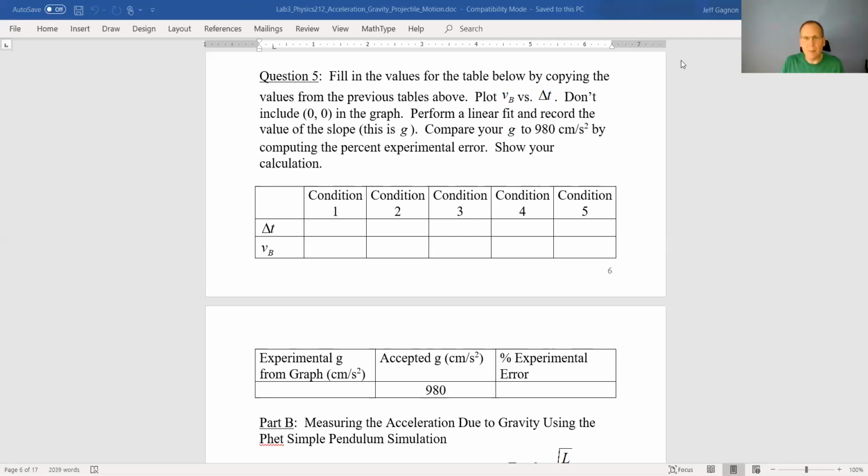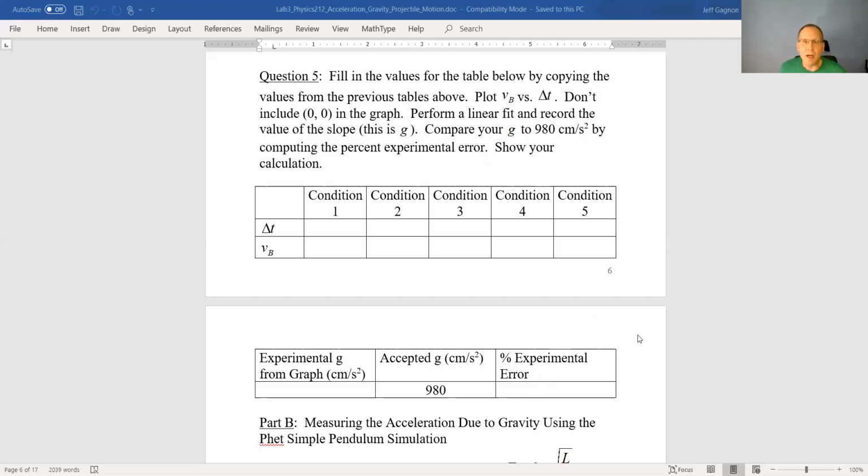Okay, so once you've done that plot, then I want you to compare your experimental value, that's the g that you got from the slope of that graph, to the accepted value of 980 again by computing a percent experimental error. And again, make sure you show me this calculation, include these tables, and make sure you include all the graphs as well. So we have to include a second graph as well.